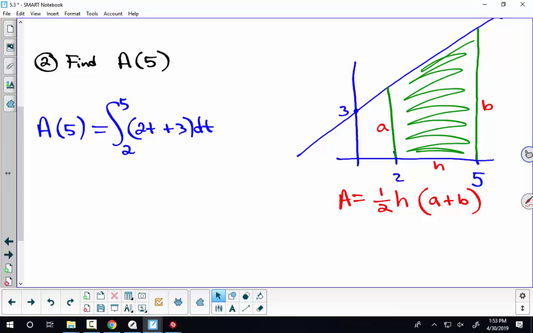So what's the length of the base? What's h? 3. What's the length of side A? 7. We get that from plugging 2 into the function. So 2t plus 3 evaluated at 2 gives us 7. And the height of side B? 13. 5 in for t, 2t plus 3. Just 13.